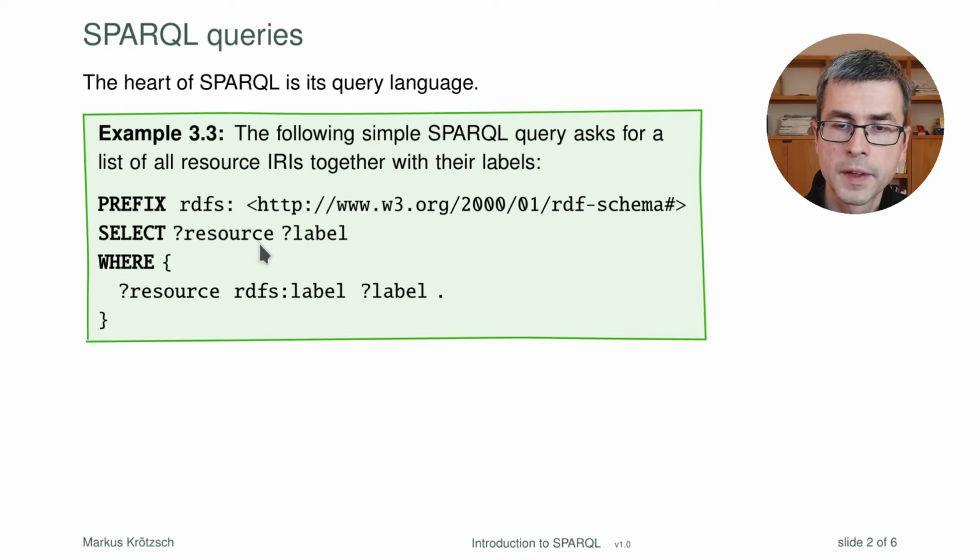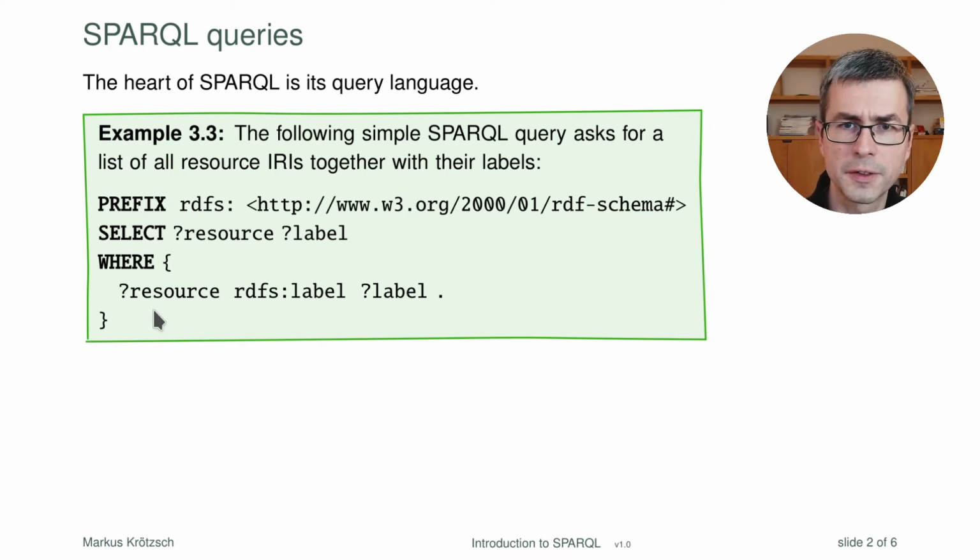There's a select part. Select is the keyword used to specify what you want to have in your result. This idea should be familiar to you if you know SQL, even though the similarity is rather superficial, one has to say, but the keywords are often the same. And in this case, select lists two things, resource and label, both with a question mark in front. That means that these are variables. So they are things that can take different values, and we would like to have the values for both of them. And then comes where, that is the actual query condition.